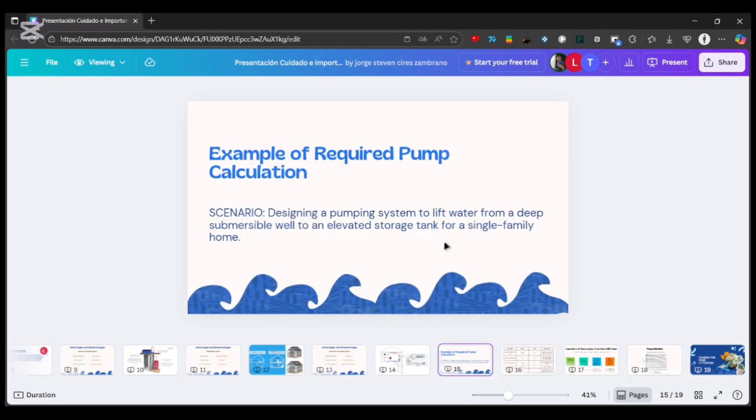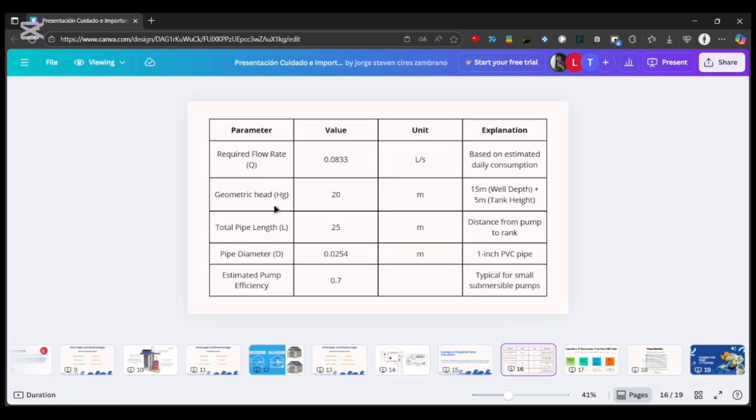Hello everyone, I'm going to talk about an example of a pump calculation. The scenario is designing a pumping system to lift water from a deep submersible well to an elevated storage tank for a single family home. In this example, we have 5 parameters: the required flow rate in liters per second, geometric head in meters, total pipe length in meters, pipe diameter in meters, and estimated pump efficiency, without units.